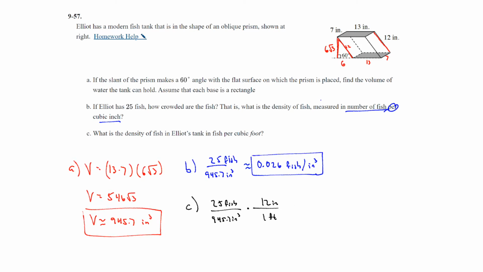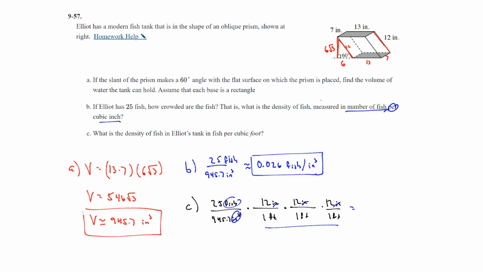But that's only going to cancel the inches one time. You have to cancel it every single time. So there's 3 of them, so you're going to have to do 3 of these: 12 inches over 1 foot, 12 inches over 1 foot. And so now you can see inches cubed cancels, and that's going to leave you with fish per cubic foot.